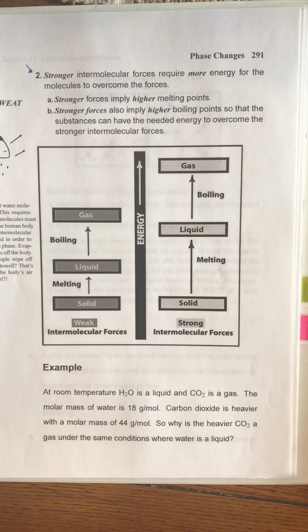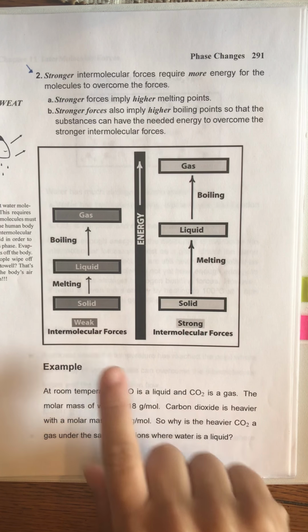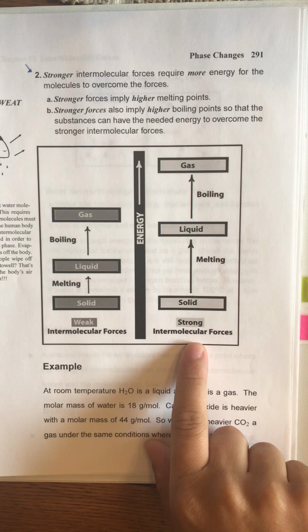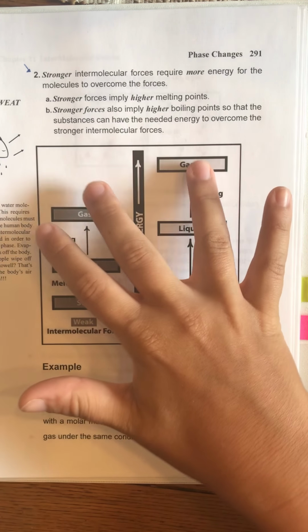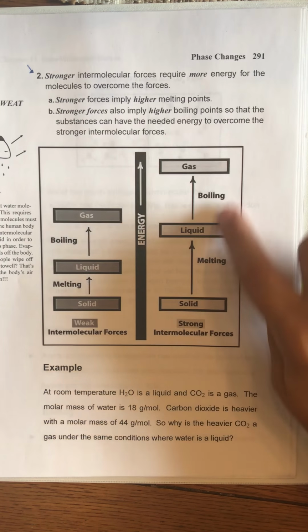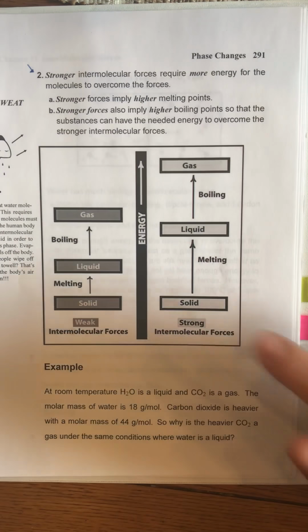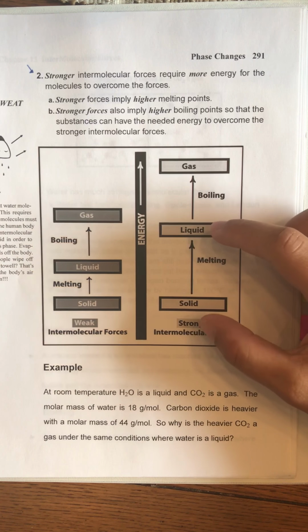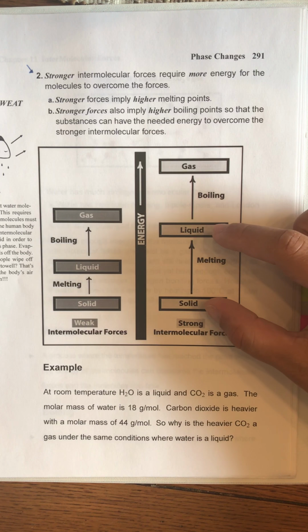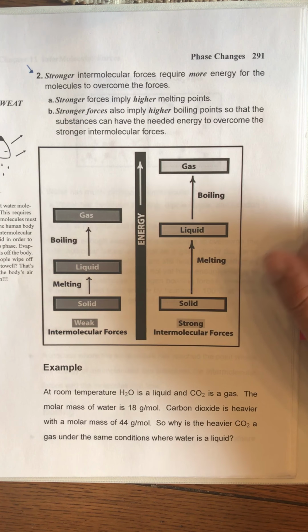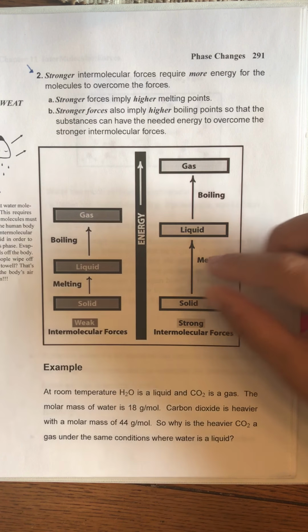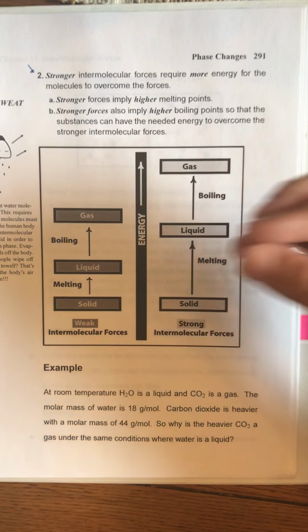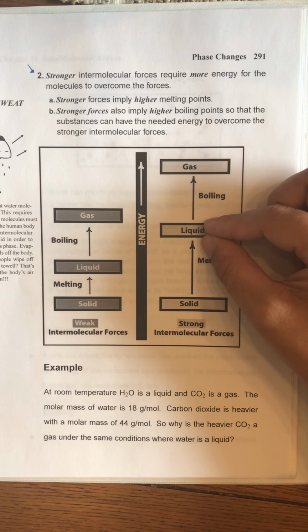So you can see right here we have two compounds. One has weak intermolecular forces and one has strong intermolecular forces. And this is the trend of them going from solids to liquids to gases. Now you can see the one on the right with strong intermolecular forces takes a lot more energy to break those bonds to make it go from solid to a liquid. Because the intermolecular forces are so strong in holding it together, you need a lot more heat to break the bonds up and cause it to turn into a liquid.